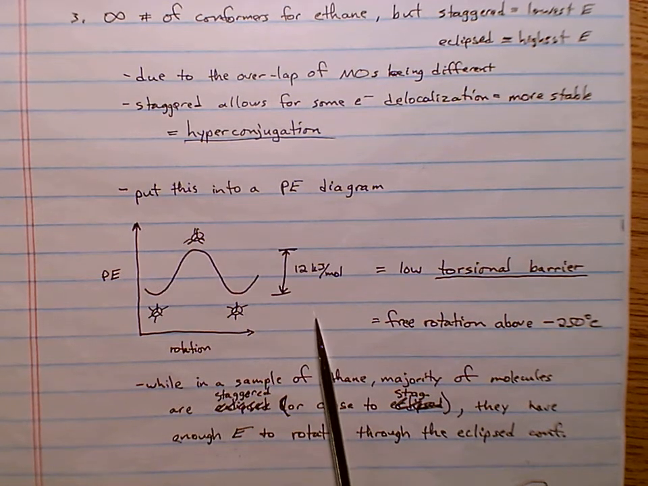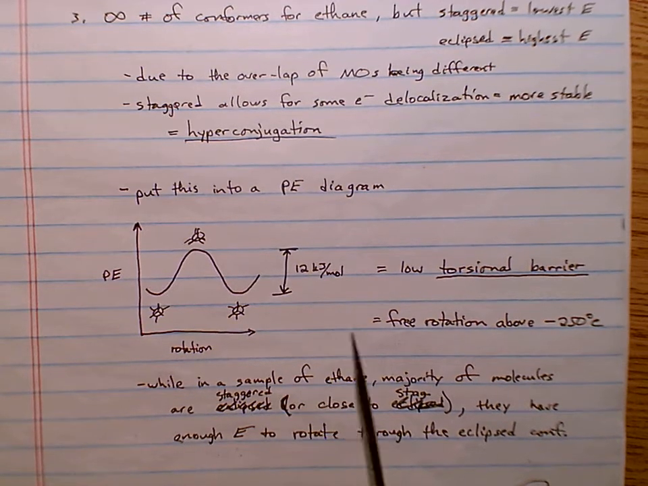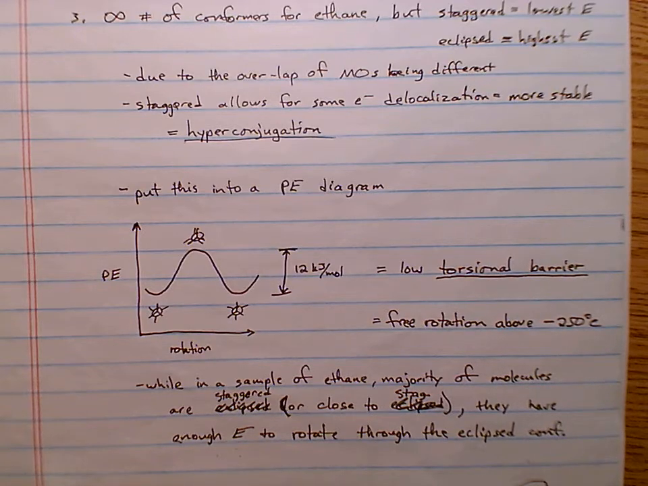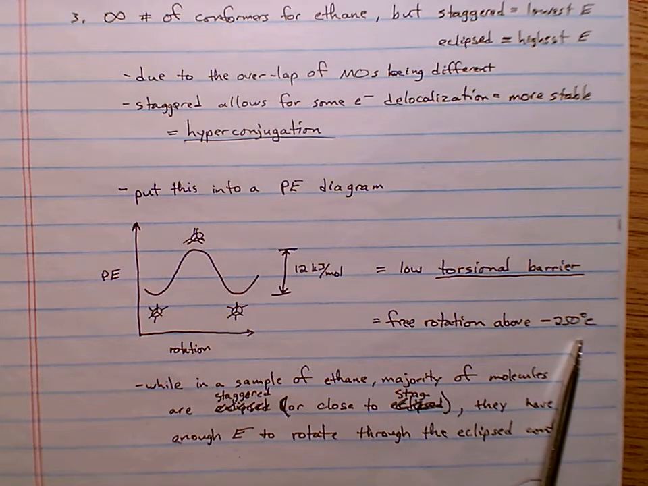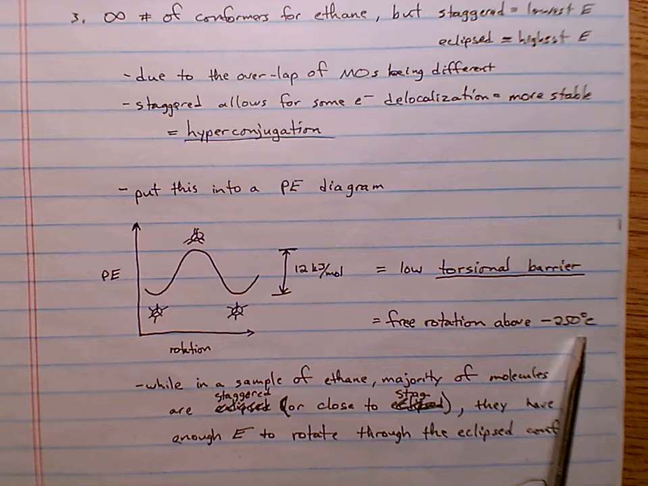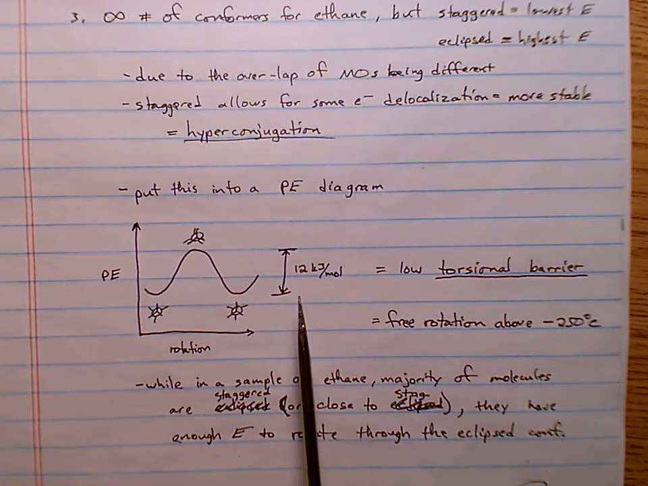And as long as you've increased the temperature of ethane above absolute zero all the way up to negative 250 degrees Celsius, we call absolute zero is negative 273, and room temperature is 25, so this is super, super cold still, but as long as the temperature is above negative 250 degrees Celsius, there's enough energy to overcome this torsional barrier, this 12 kilojoule per mole energy barrier, and you have free rotation. Okay.